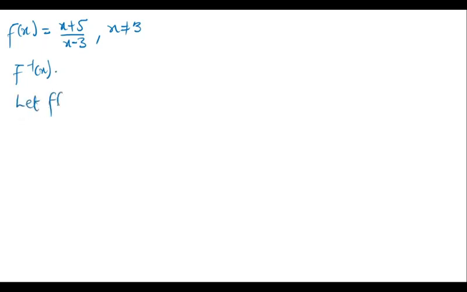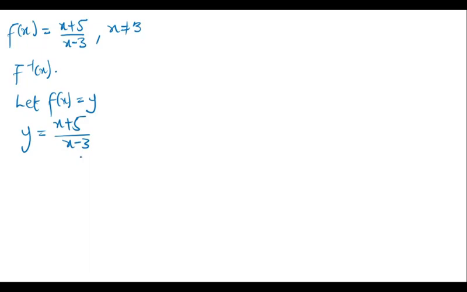Example number 2. The function f of x is given to us as x plus 5 divided by x minus 3, where x is not equal to positive 3. So we have to find the inverse of f. So like I said, we say let f of x be equal to y. So it means the function f of x, y is equal to x plus 5 divided by x minus 3.